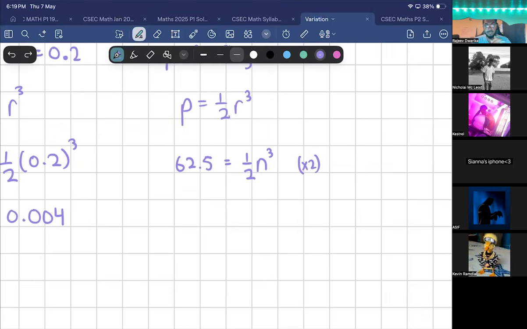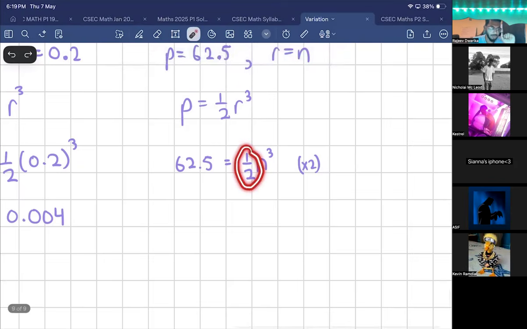Where did 2 come from? I'm multiplying both sides by 2 because I want to get rid of the fraction. What's a half by 2? A half by 2 is 1. How many halves does it take to make 1? 2. Exactly, so a half by 2 is 1.